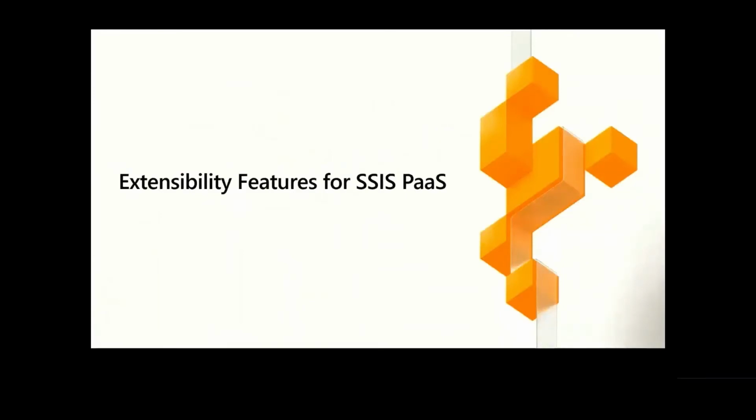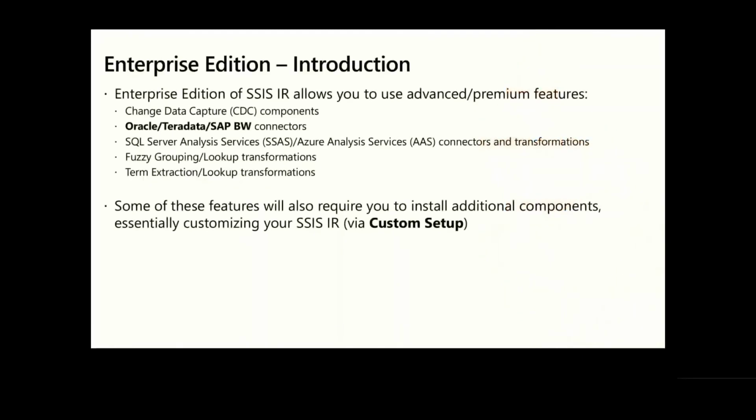Let's explore the extensibility features for SQL Server Integration Services, or SSIS, Platform as a Service, or PaaS. SSIS PaaS, which is essentially SSIS Integration Runtime, or SSIS IR, in Azure Data Factory, or ADF, comes in two flavors, Standard and Enterprise Edition. SSIS IR Enterprise Edition allows you to use advanced or premium features such as Change Data Capture, or CDC, components, Oracle, Teradata and SAP BW connectors, SQL Server Analysis Services, or SSAS, and Azure Analysis Services, or AAS, connectors and transformation, fuzzy grouping and lookup transformation, term extraction and lookup transformation. Some of these enterprise features, such as Oracle, Teradata and SAP BW connectors, will also require you to install additional components, essentially customizing your SSIS IR via its custom setup interface.